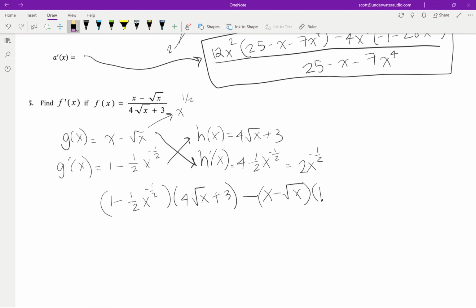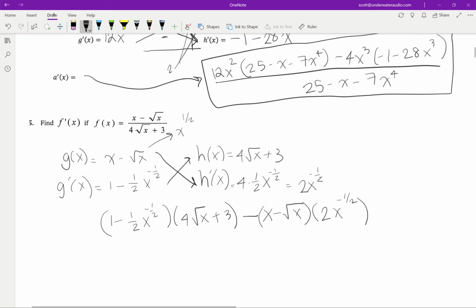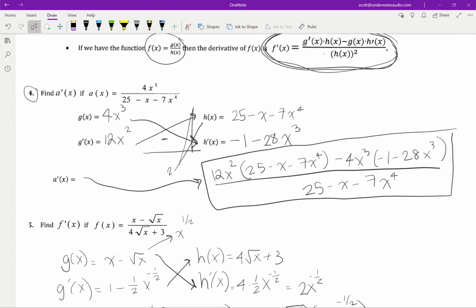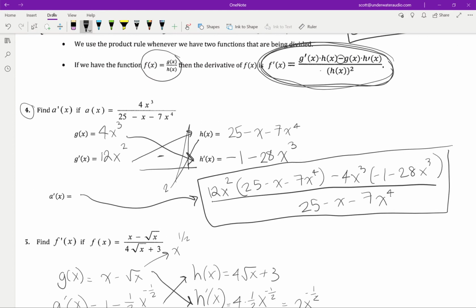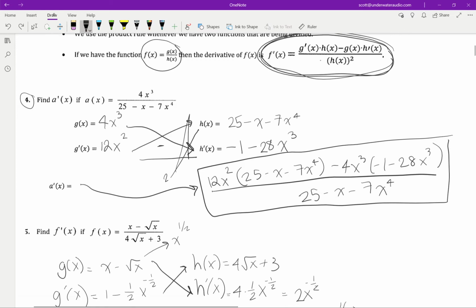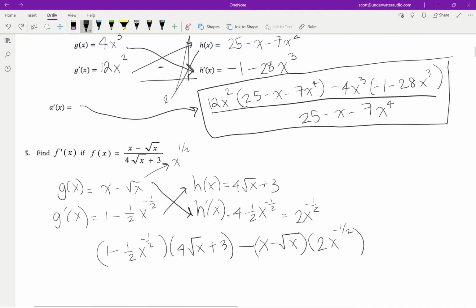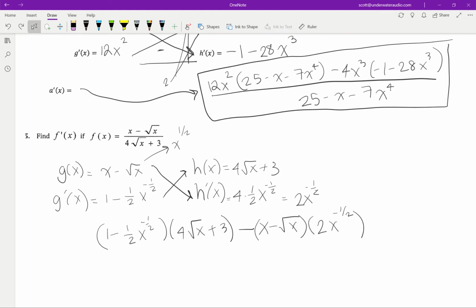Oh, I was about to write literally h prime of x. 2x to the negative 1/2. Okay, so there's one thing that we should check, and that is that we're getting the direction right. So when we have subtraction in this equation means that we can't just rearrange as easily as we could with addition. So I just want to double check that g prime of x is first in what I did. Okay, and it looks like it is.